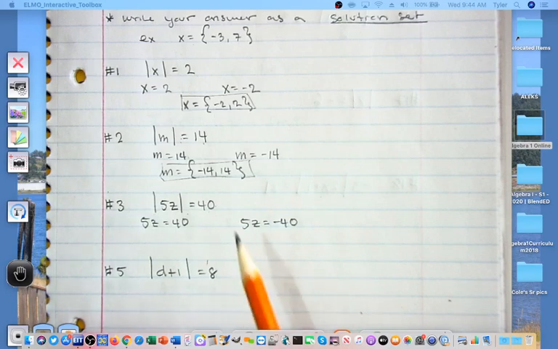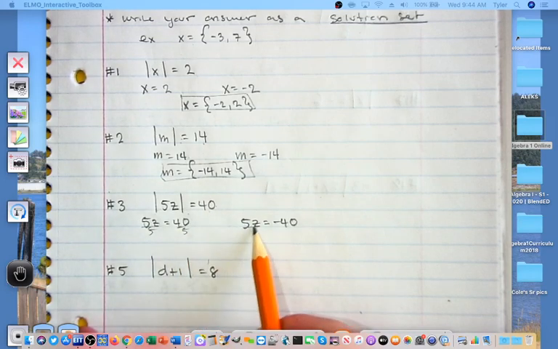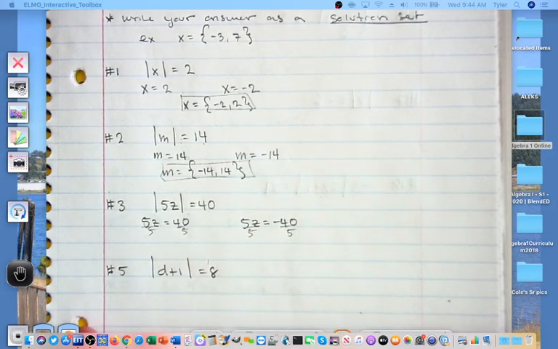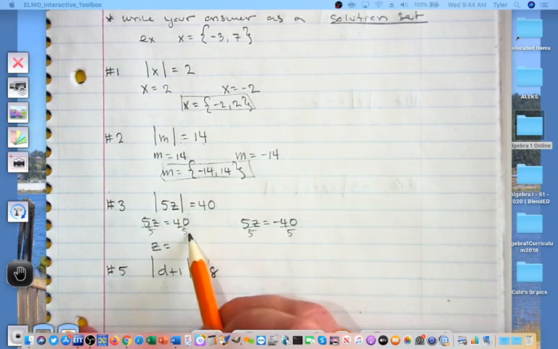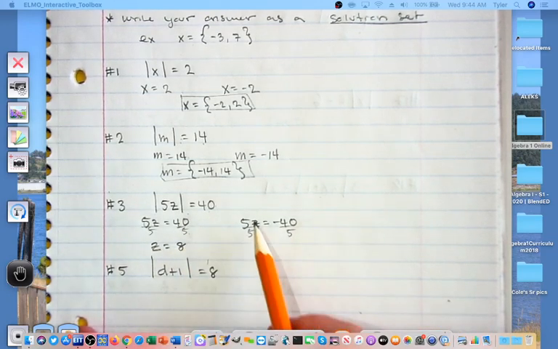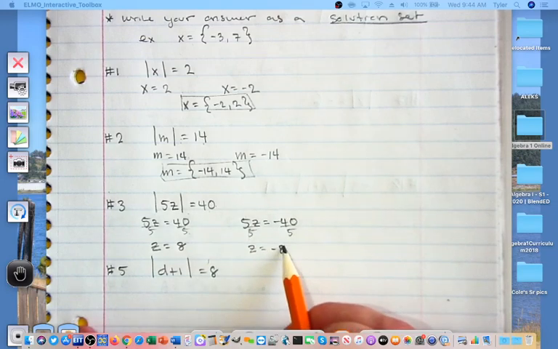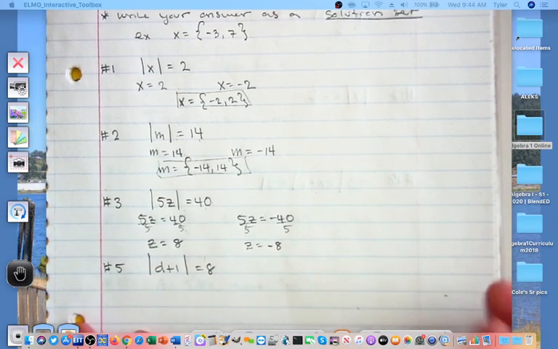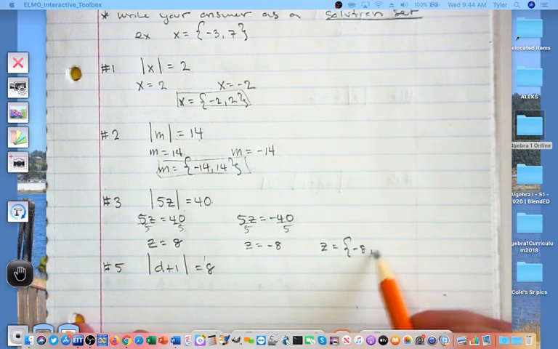Now these are one-step equations. They simply have to be, both sides have to be divided by 5. I can actually solve these ones at the same time. I probably should have said that. This gives me a 1z, so z is equal to 40 divided by 5, which is going to give us 8. And this makes 1z is equal to a -40 divided by 5. I will get a -8. Now I need to write my final solutions as a solution set. Z is equal to the solution set of -8 and 8.